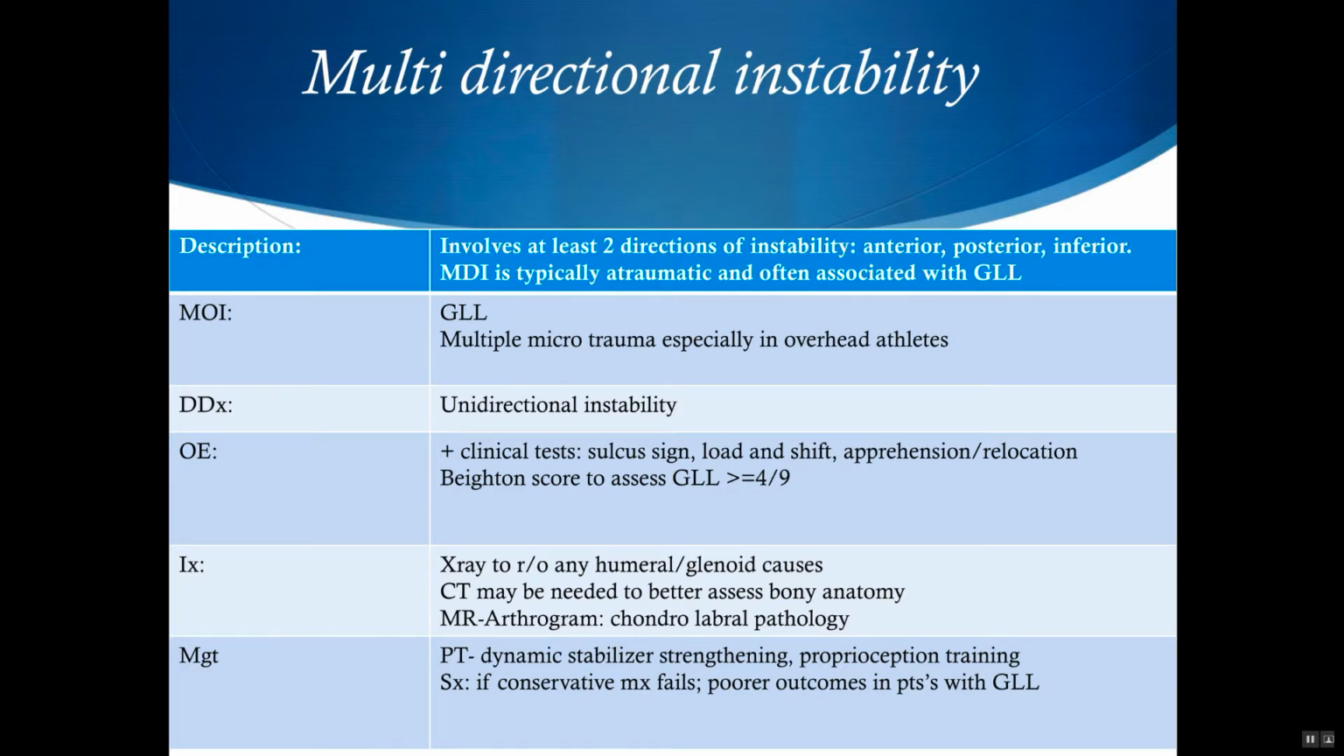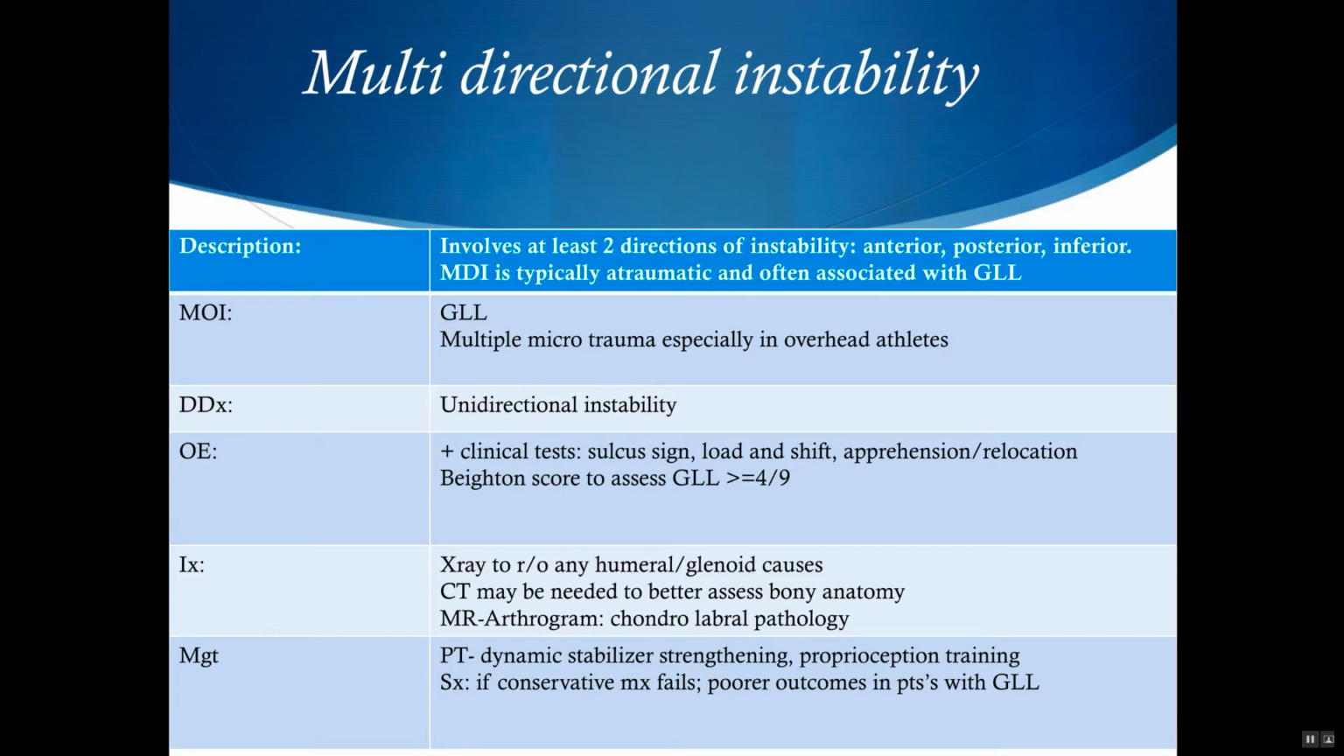Positive clinical tests in these patients include things such as your sulcus sign, your load and shift maneuver, your apprehension relocation signs, and if they have generalized ligamentous laxity, they will typically have a high Bateman score, usually greater than 4 out of 9. And if you're not aware, the Bateman score is just a scoring system used to assess for signs of generalized ligamentous laxity, and I would recommend having a look into the different components of the score.